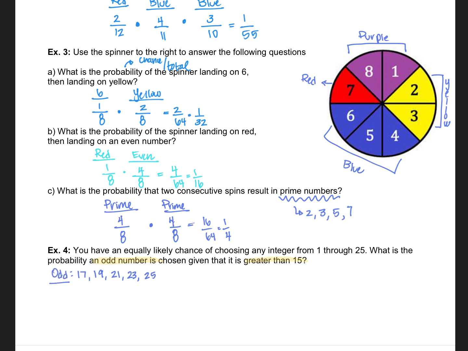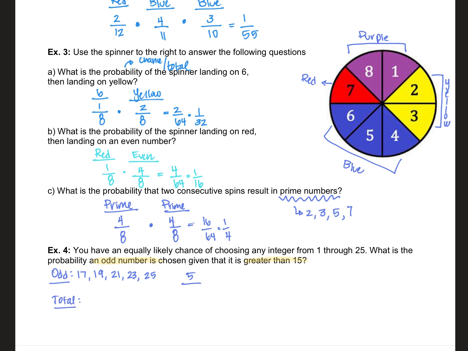So if I'm setting up the probability of this event occurring, then my chance of landing on not only an odd number, but an odd number greater than 15 is only going to be 5, because that's how many total odd values are greater than 15. But then we need to figure out what is our total.